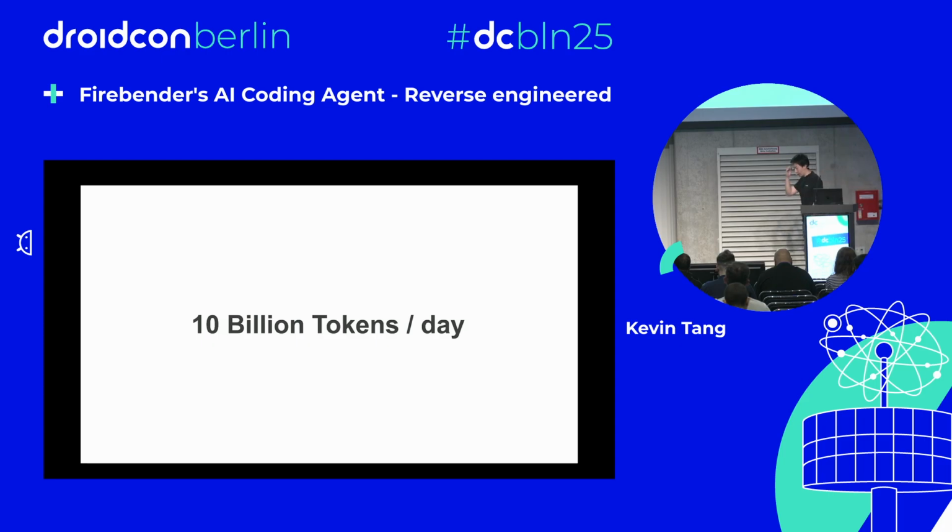Also, to give a sense of how expensive these things can get and how much throughput Firebender handles each day, we process about 10 billion tokens a day. This is across thousands of Android engineers literally just spamming the coding agent over and over again. So it's very critical for us to have the infrastructure to cache properly. Otherwise, if we have some regression and we do a cache miss, our cost literally 10x's immediately. That gets very stressful, obviously.